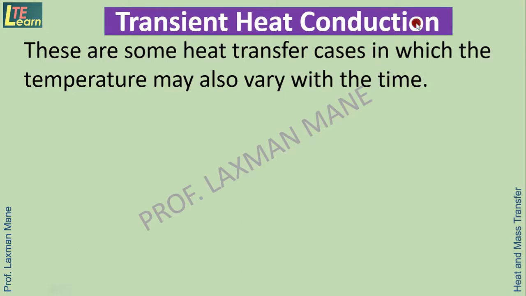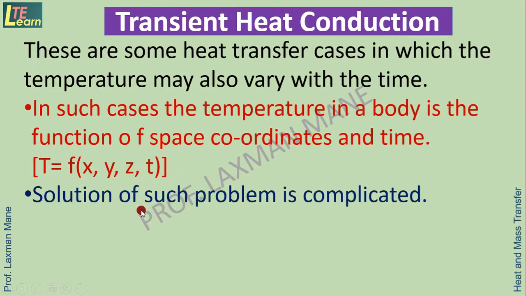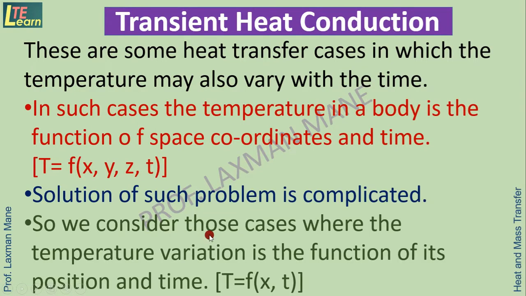So, in such cases, the temperature may vary with time. In such cases, the temperature in a body is a function of space coordinates and time, meaning T is a function of x, y, z, that is space coordinates, and time t. The solution of such a problem is complicated. So we consider those cases where the temperature variation is a function of position and time, meaning temperature is a function of x and t.